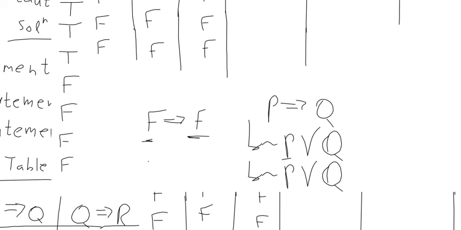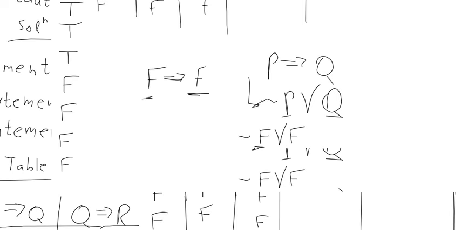Therefore, replacing P and Q with false, I get negation of false or false. Negation of false has to be true, right? So true or false, and we know that true or false is equivalent to saying true, because true or false automatically logically implies that we have it being true. You can either have something to be true or false. Okay? So that's why false implies false is true.